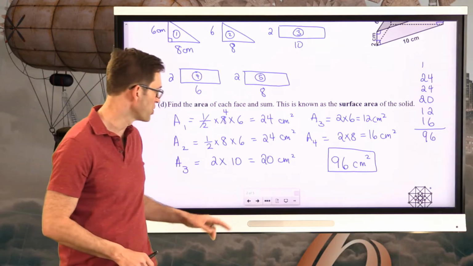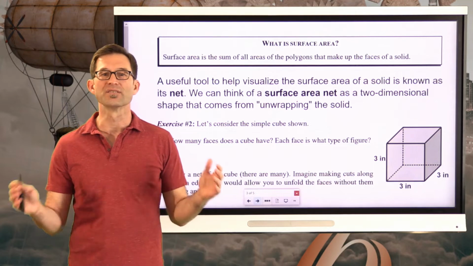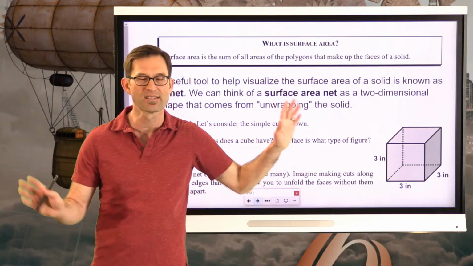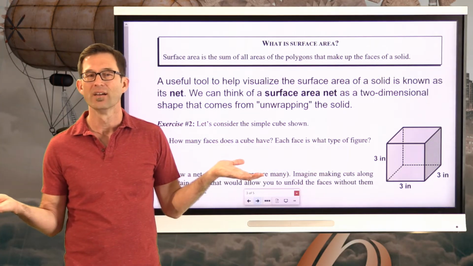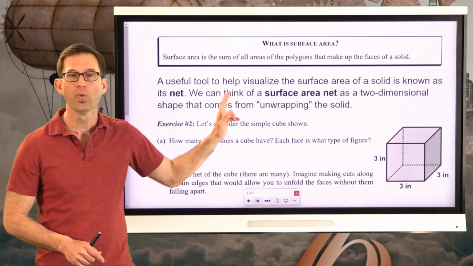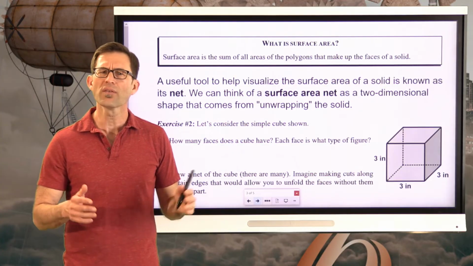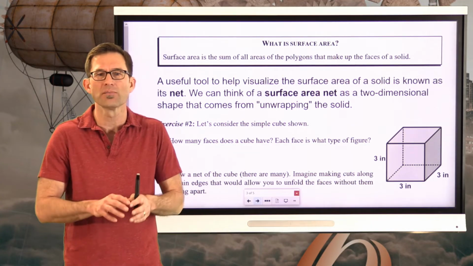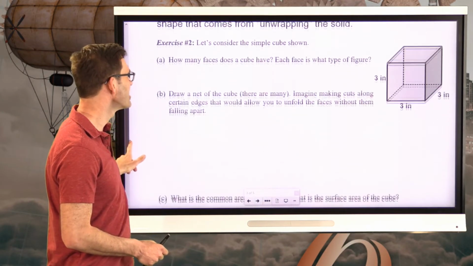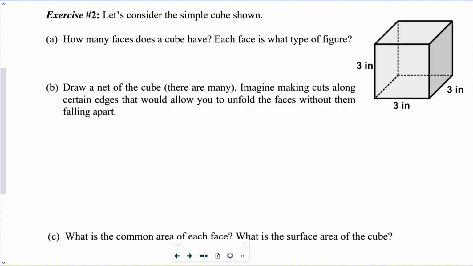All right, let's do a little bit more work with surface area. First, let's formally define it. What is surface area? Surface area is the sum of all the areas of the polygons that make up the faces of a solid. That's it. So whatever the faces are, you can simply add up all their areas and you've got the surface area. Now, a useful tool to help visualize surface area of a solid is what's known as a net, okay? And we can think of a surface area net as a two-dimensional shape that comes from unwrapping a solid. So let's take a look at this idea of a net in exercise number 2. Let's consider the simple cube shown.